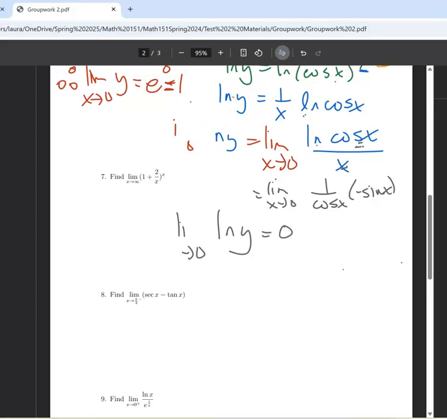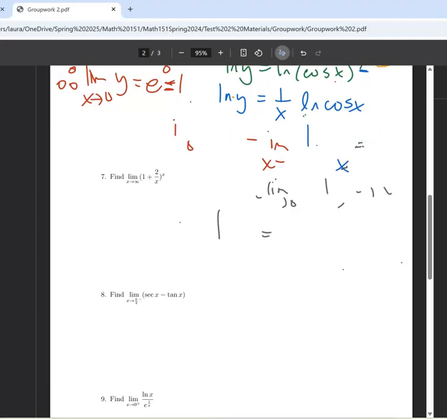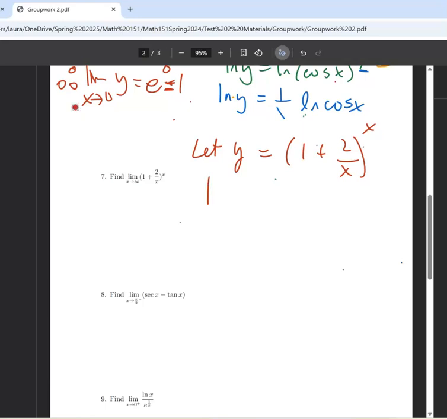Number 7 is really similar. So let's do it. If I put in infinity, I get 1 to the infinity. That is an indeterminate form. So you start with your bold math step: let y equal the expression. Then the next thing you do is take the ln of both sides. So ln. Okay, let's carry everything else along.